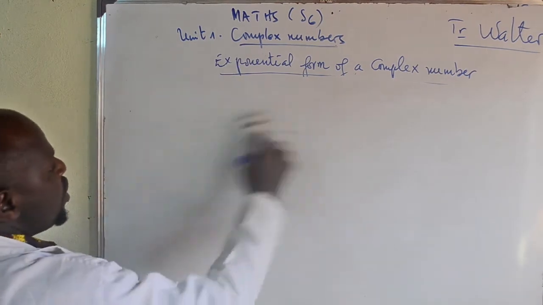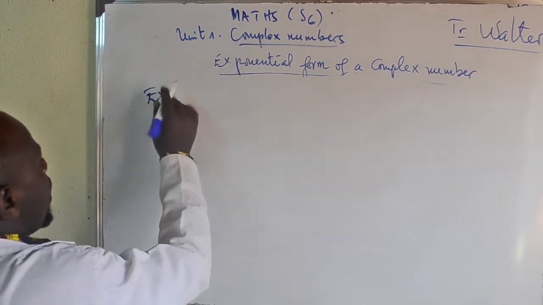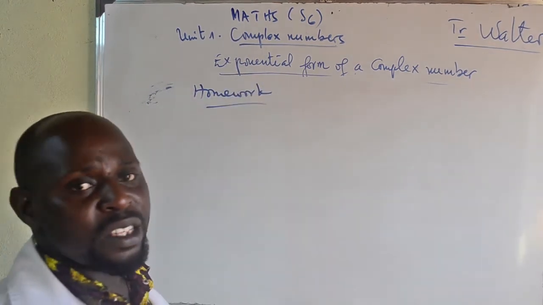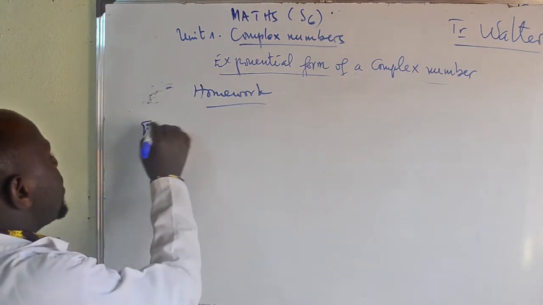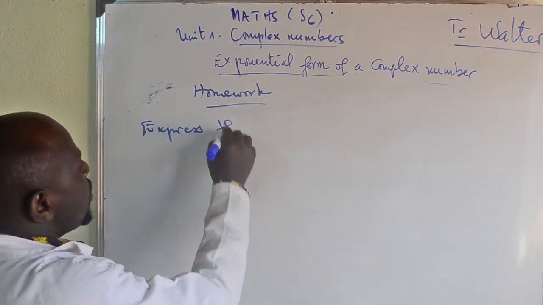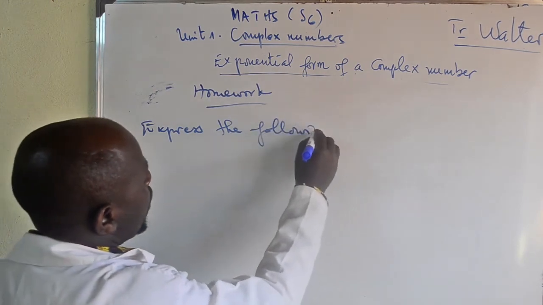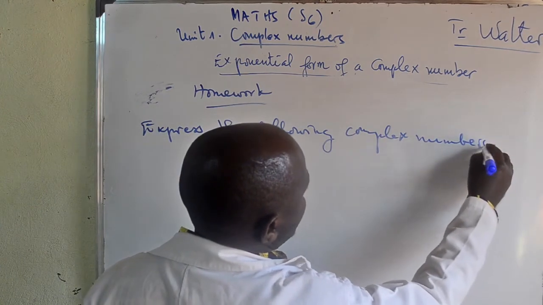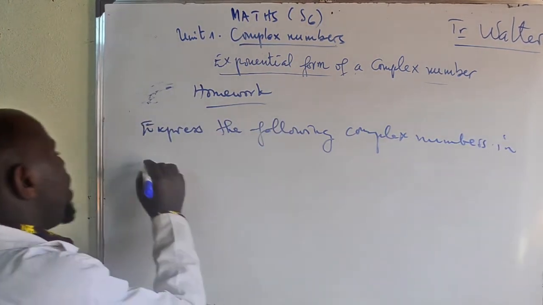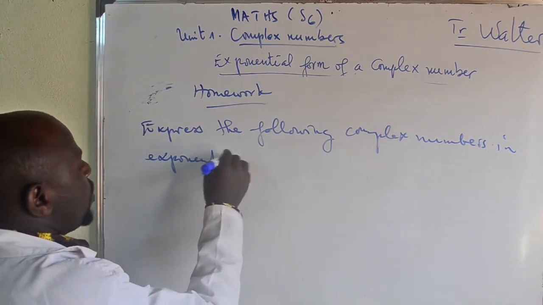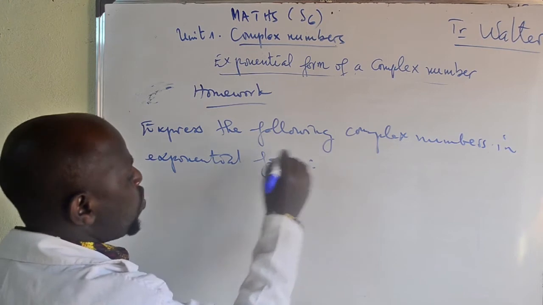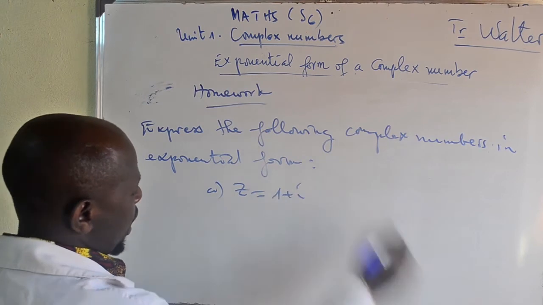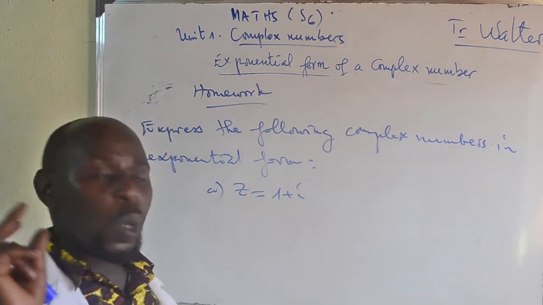Ladies and gentlemen, this is a homework that everyone will try, just to evaluate their understanding of this lesson. You have to express the following complex numbers in exponential form. Number 1, you have z equal to 1 plus i. You will express it in exponential form.